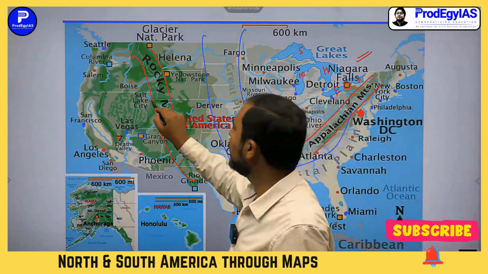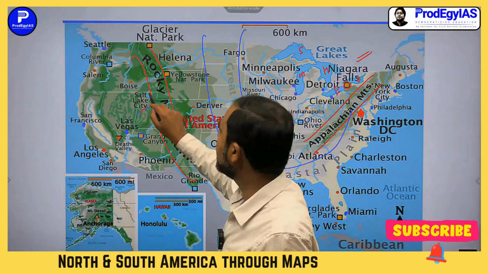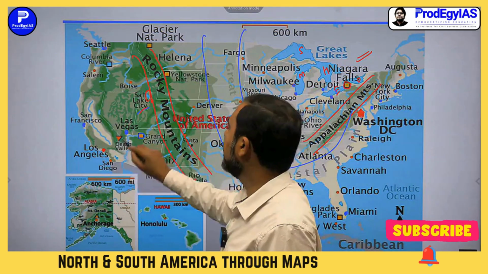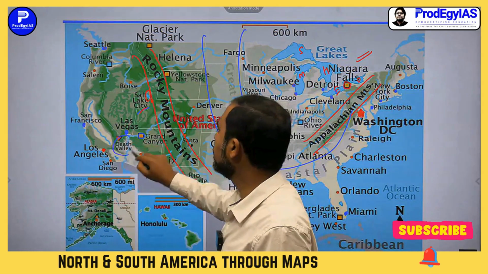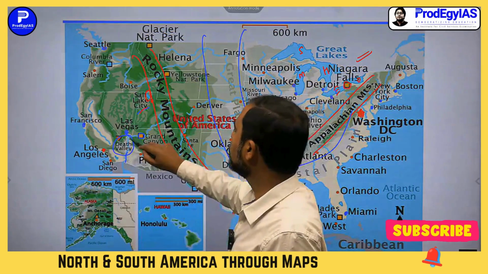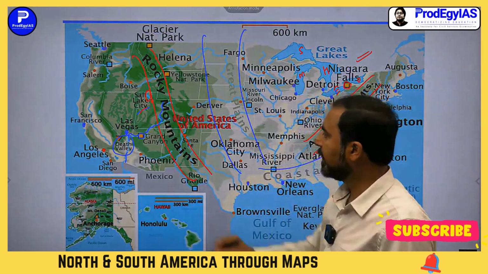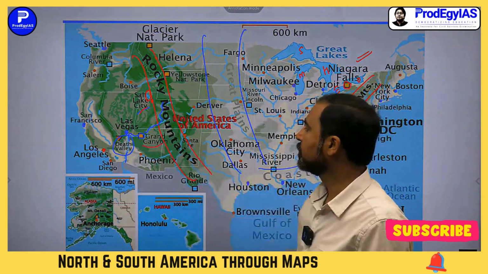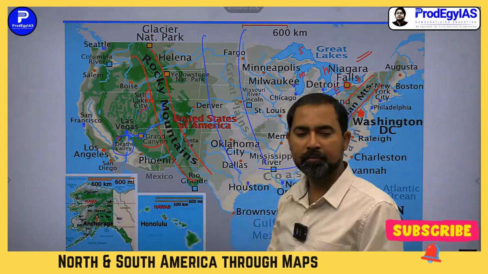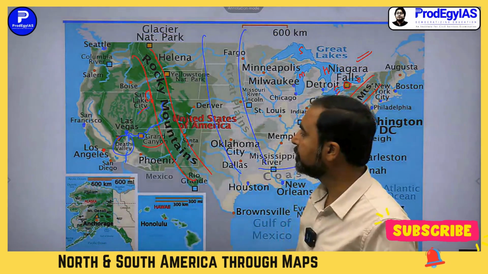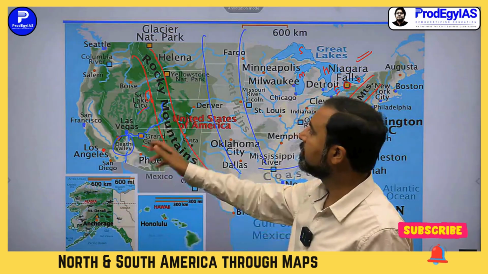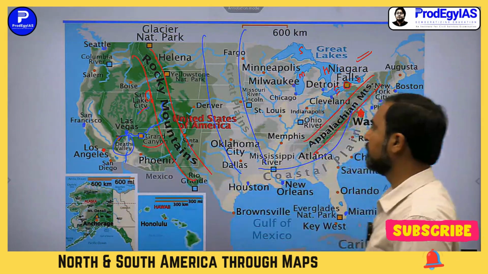Then this is Salt Lake City, on the bank of Great Salt Lake. Then this is Death Valley region. This belongs to Colorado River. Death Valley and Grand Canyon both are on the course of Colorado River. You can see them on your map, right? Death Valley and Grand Canyon.